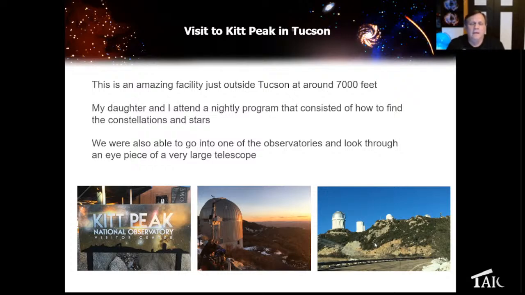I thought I had seen the most stars, you know, growing up in North Dakota, but this was incredible, being up at Kitt Peak and attending these programs. And then we were also able to go into other observatories and look through an eyepiece of a very large telescope. And you can see, like in the middle picture on the right, there's still remnants of snow. The week before we were there in late February, they had 2 feet of snow at Kitt Peak. So it's still covered in snow, it's starting to melt. So quite diverse up at that elevation.